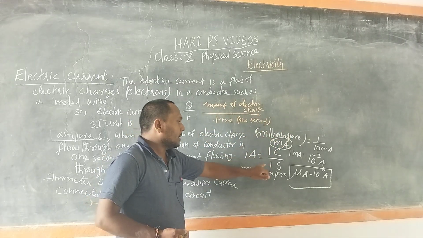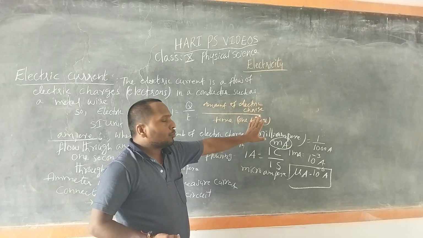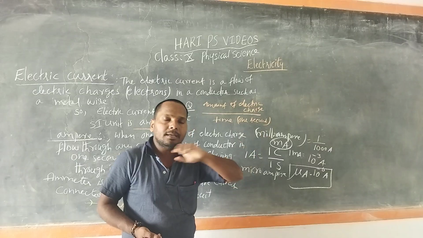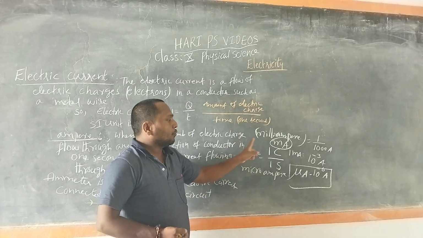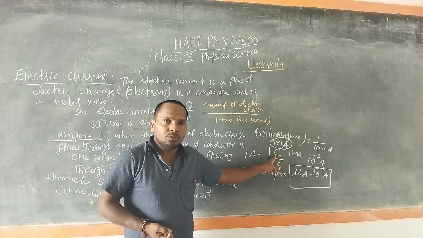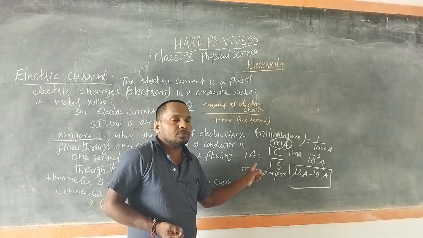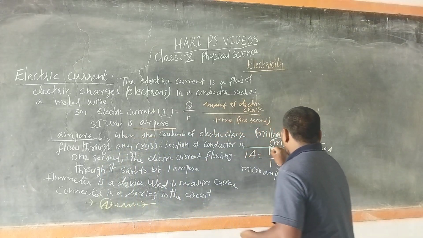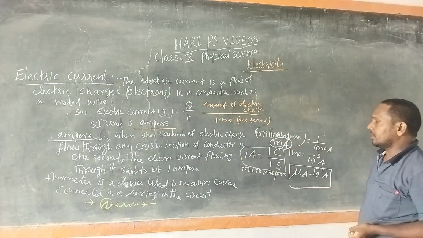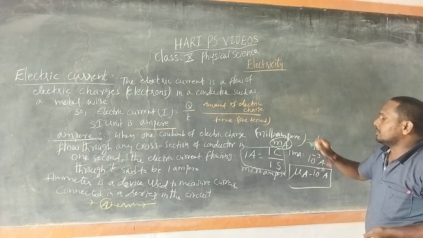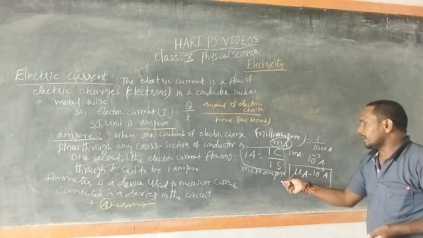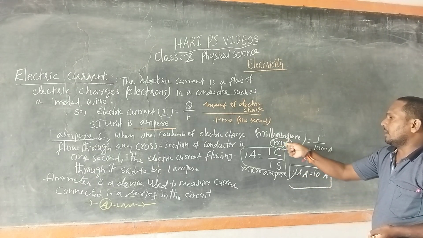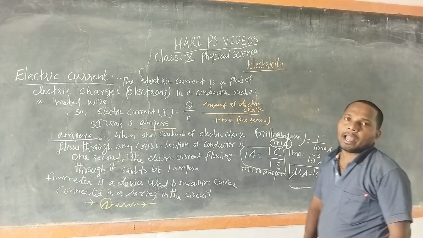So the amount of electric charge passed in a conductor in 1 second is called electric current. If 1 coulomb of electric charge is passed through a conductor in 1 second, it is termed 1 ampere. The smaller unit is milliampere and the very small unit is microampere. 1 microampere is equal to 10 power minus 6 amperes, and 1 milliampere is equal to 10 power minus 3 amperes.